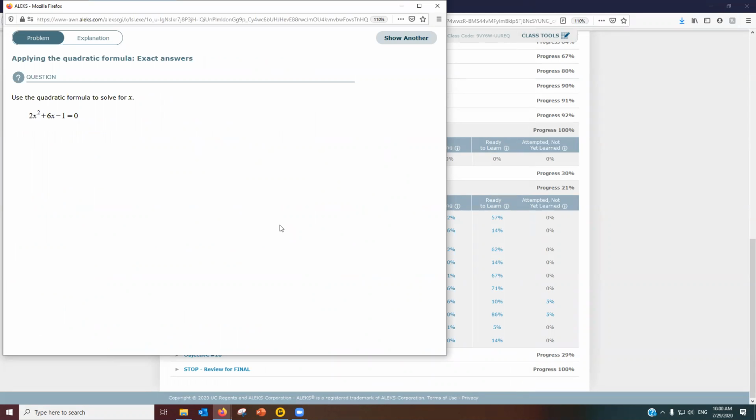All right, so this one says use the quadratic formula to solve for x. Well, first thing we need to know is what is the quadratic formula? Well, if you go to the reference packet, you'll be able to look up the quadratic formula. It says x equals negative b plus or minus the square root of b squared minus 4ac all over 2a. Remember, you don't have to memorize this formula. You can look it up on the reference packet. Well, here's what we're going to do for this example.